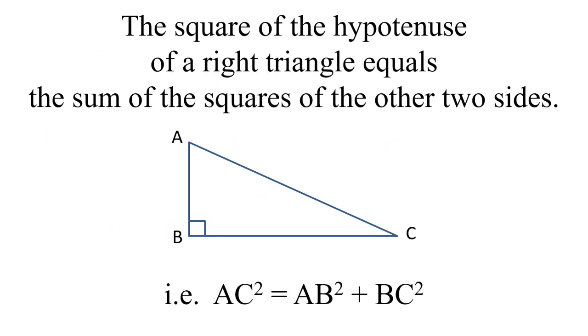Let us recall once more the statement of Pythagoras theorem. It states that the square of the hypotenuse of a right triangle equals the sum of the squares of the other two sides. In the figure, ABC is a right triangle in which angle ABC is a right angle, that is, it is 90 degrees, and the side opposite to it, AC, is the hypotenuse. Therefore, as per the Pythagoras theorem, AC square is equal to AB square plus BC square, and let us see how we prove this.